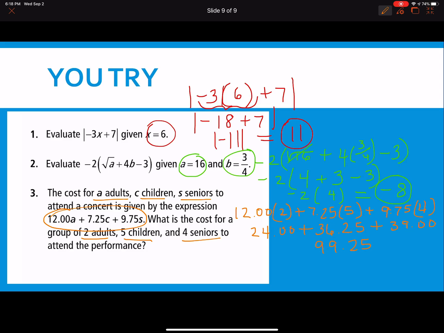Now, in the context of this example, we're talking about cost. So our units would be a money unit, which is a $ sign. And I'm going to say the cost for this group is, and I'm going to include my units, $99.25 in my end mark. Remember, your $ sign comes before the numerals.